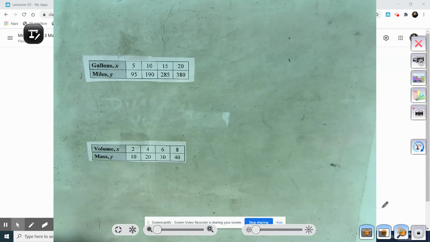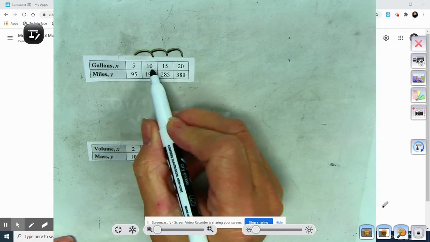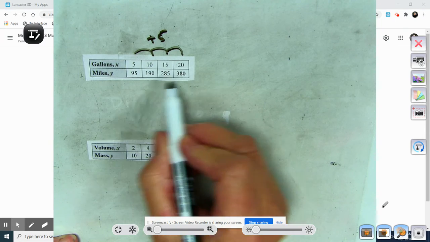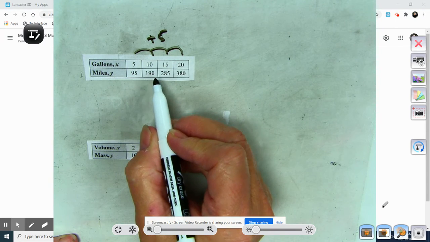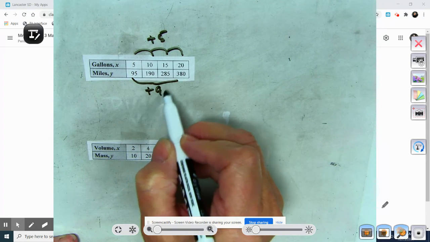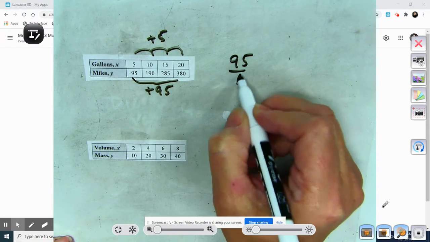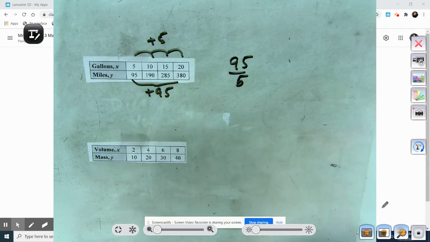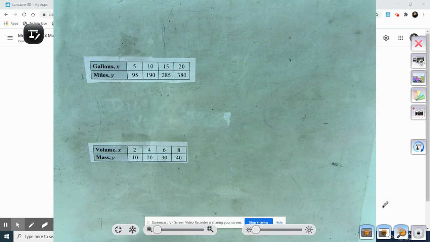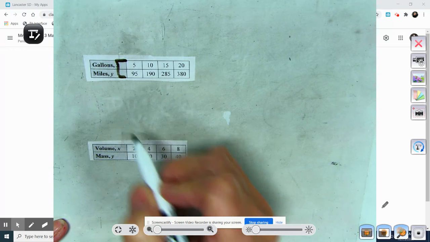Okay, so here we see a change. This is a change of 5, 10, 15, 20. This is plus 5. Here we have 95 to 190, 190 to 285, 285 to 380. This is a change of plus 95. So we have 95 over 5. If this is proportional, that would be our slope. We divide and find it out. It would be 19.